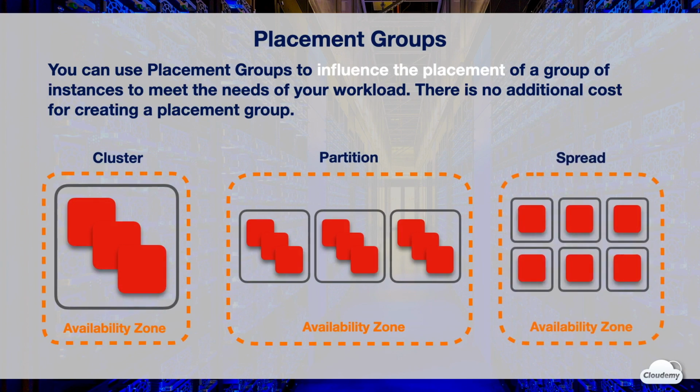A cluster placement group packs instances close together inside an availability zone. This strategy enables workloads to achieve the low latency network necessary for tightly coupled communication, typically for HPC applications. A partition placement group spreads your instances across logical partitions, so that groups of instances in one partition do not share the underlying hardware with groups of instances in different partitions. It's typically used by large distributed workloads, such as Hadoop cluster, Cassandra, and Kafka. A spread placement group strictly spreads your instances across different hardware to reduce correlated failures.